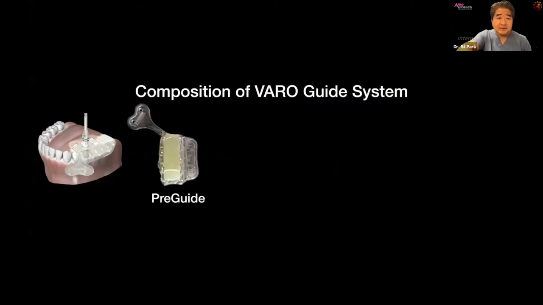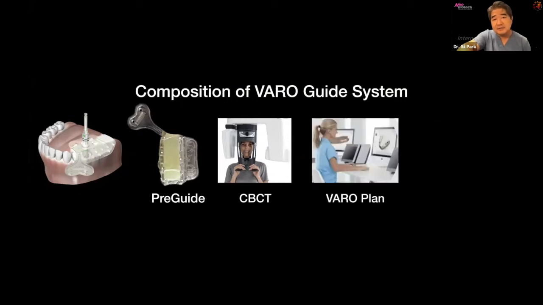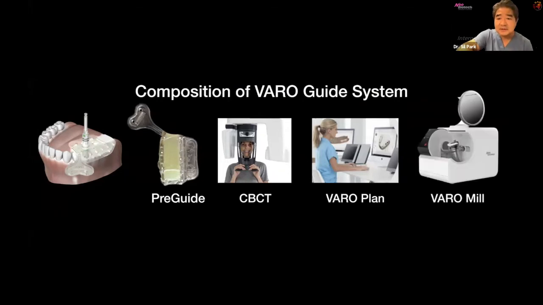So the pre-guide is basically very similar to a quadrant impression tray. However, those impression trays have a specific resin in them that actually ends up becoming the guide itself. So once we use the pre-guide and take the intraoral impression and the CBCT, that information goes directly to our VARO plan system. We make a design, and then we design the guide itself, and then we fabricate it, that is, mill it.